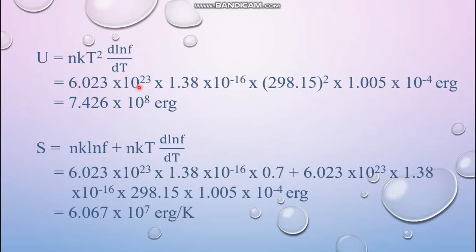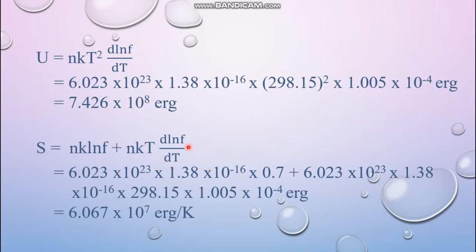So put the value of N, it is Avogadro number. The value of k is 1.38 into 10 to the power minus 16 in the CGS unit, and T square means 298.15 whole square, and the value of d ln f by dT you have just derived, 1.005 into 10 to the power minus 4. The unit is definitely erg because we are doing it in the CGS unit, and the result is 7.426 into 10 to the power 8 erg. If you would have found it in the SI unit, the value would have been 74.26 joule, isn't it?